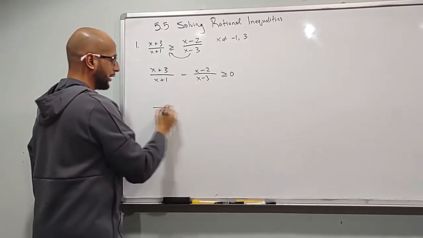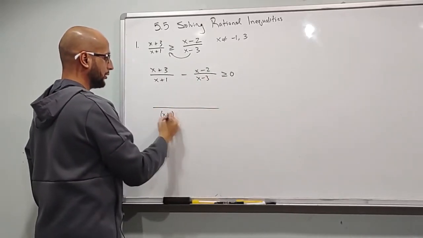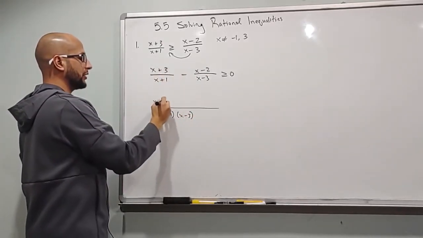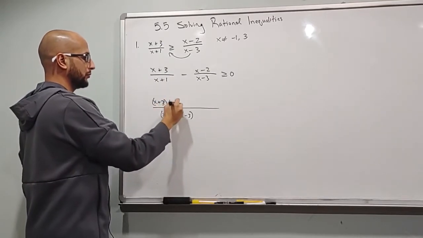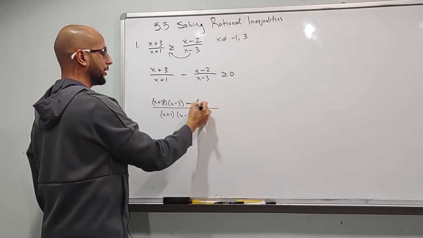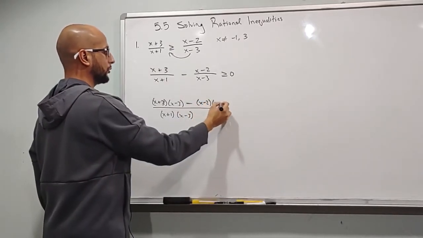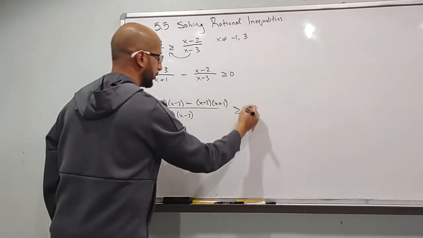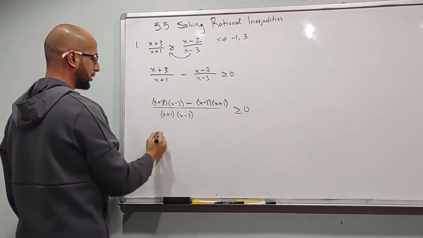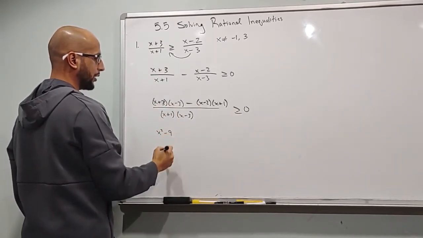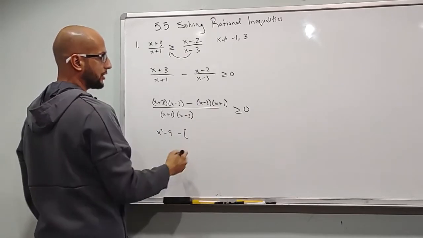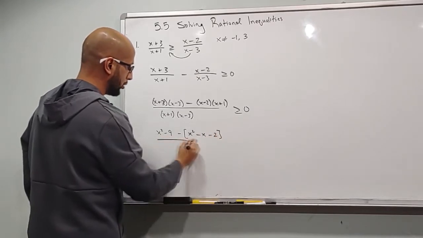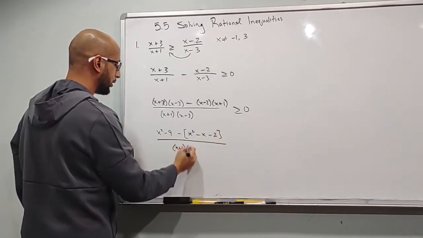So the first thing we want to do is get a common denominator, which would be x plus 1, x minus 3. This side here would be x plus 3 times x minus 3. And the second fraction would be x minus 2 times x plus 1. The second numerator would turn into x minus 2, x plus 1. And all of this is greater than or equal to 0. Let's continue to simplify. X plus 3 times x minus 3 would be x squared minus 9, minus x minus 2 times x plus 1, which would be x squared minus x minus 2, all over x plus 1, x minus 3.